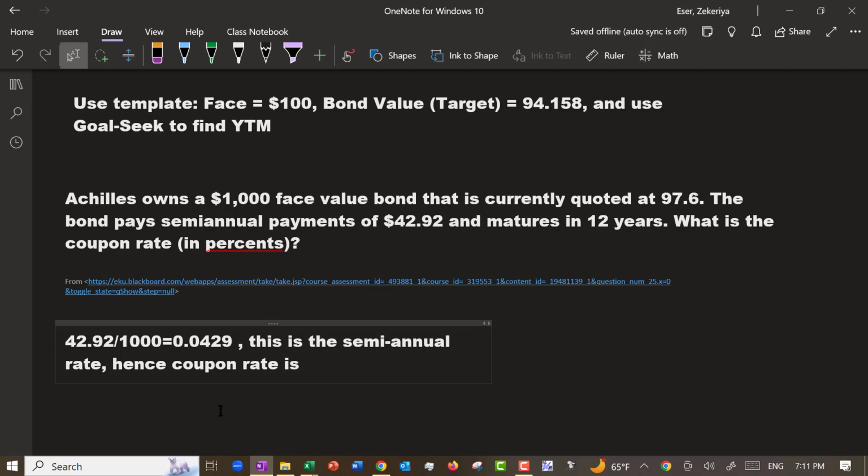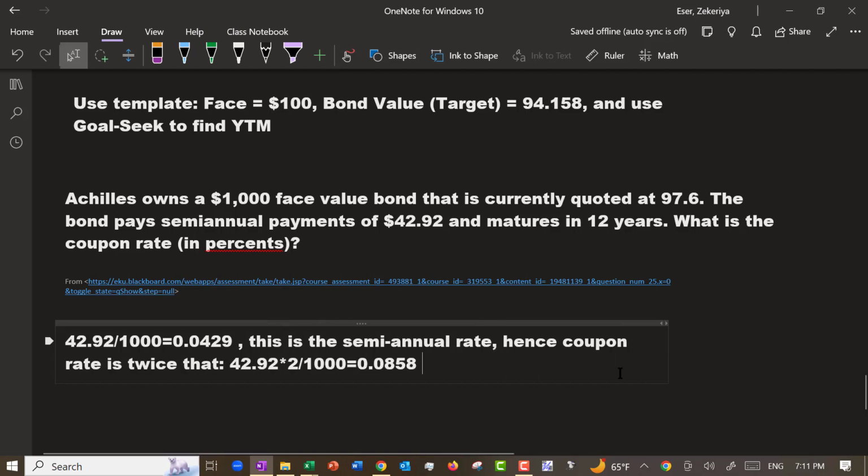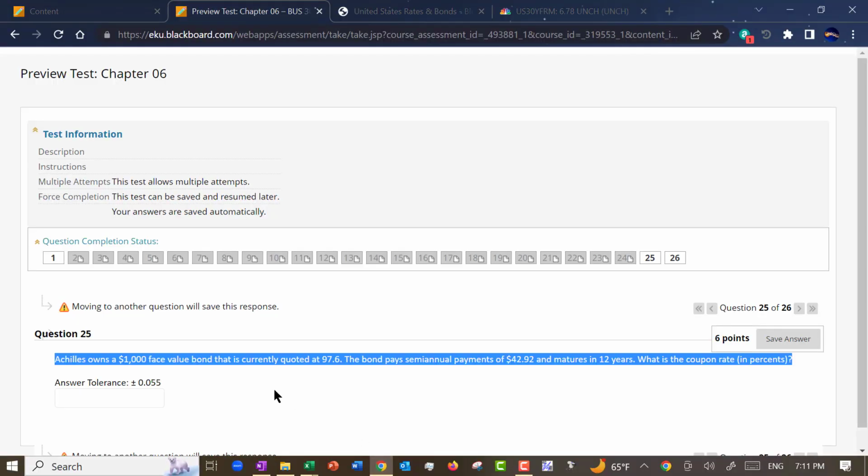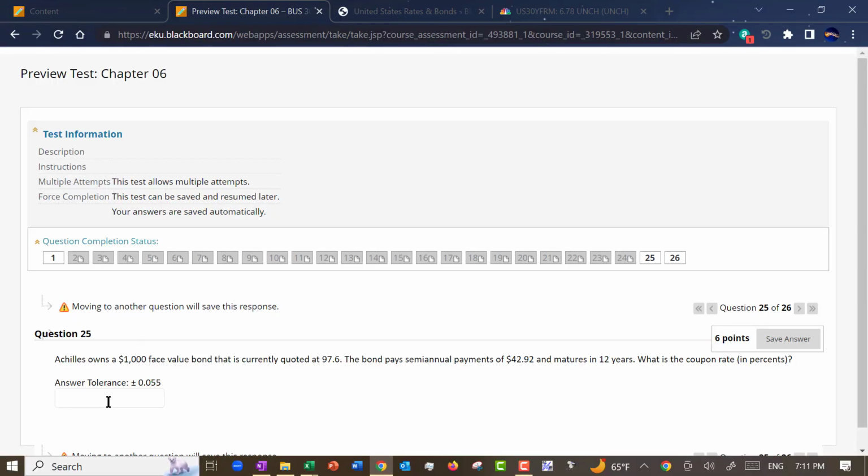By the way, some of you write this as a percent, some of you write it as a decimal, 0.0858. Blackboard automatically considers that incorrect, but when I grade manually, I convert them to correct. But try to write them like this, which makes my job a lot easier.